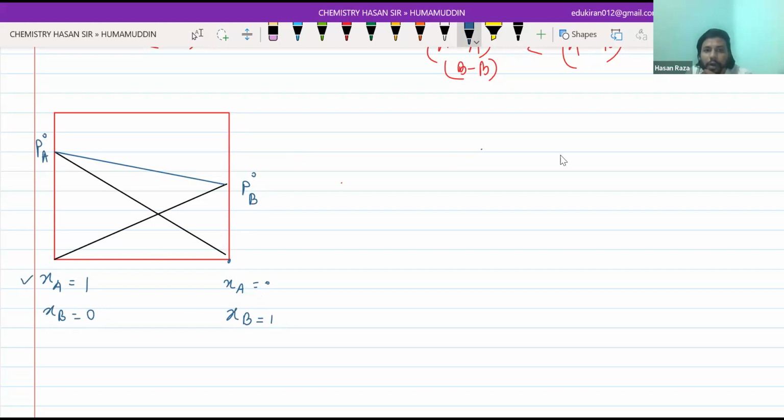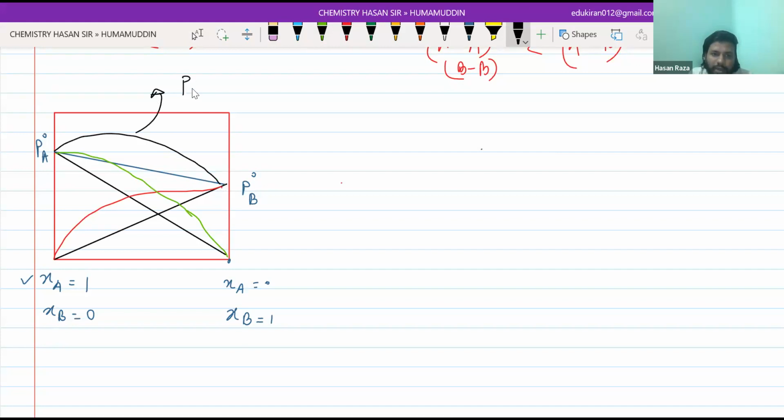Now if you want to draw the non-ideal solution which shows positive deviation, you know that the vapor pressure in positive deviation is more, so the graph will go like this. Again the graph will go like this, and again the total pressure will also be like this. So basically this is your total pressure PT, this is for PB, and this is for PA.